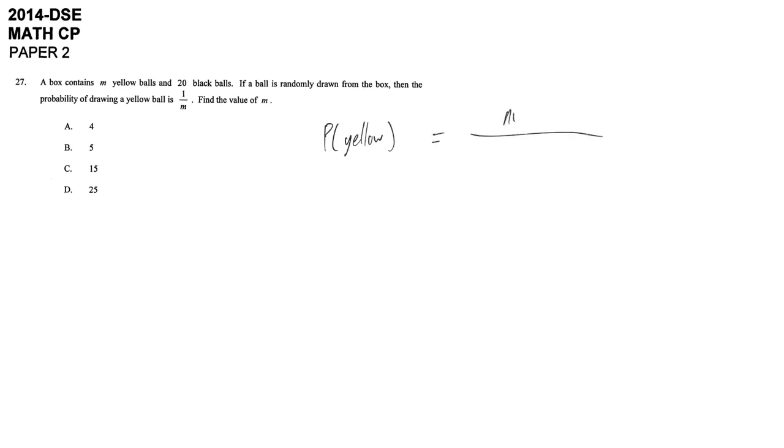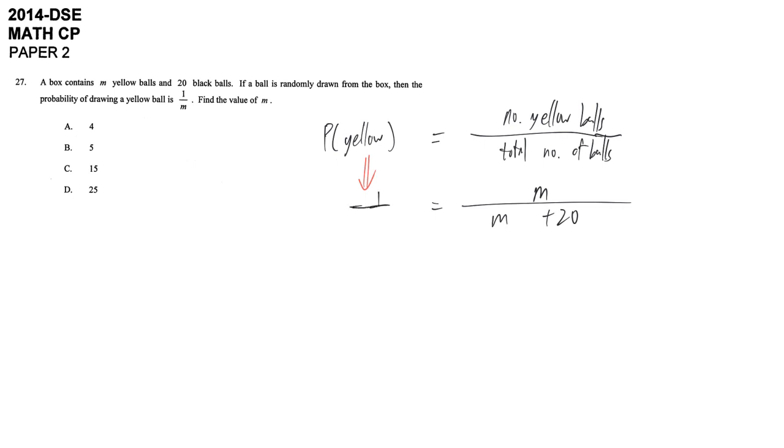Of course, the probability is the number of yellow balls divided by the total number of balls. So to construct this, how many yellow balls? They just say m, so we write down m. And then what is the total? Of course, it's m plus 20 black balls together. And then the probability, by the information given, is 1 over m.